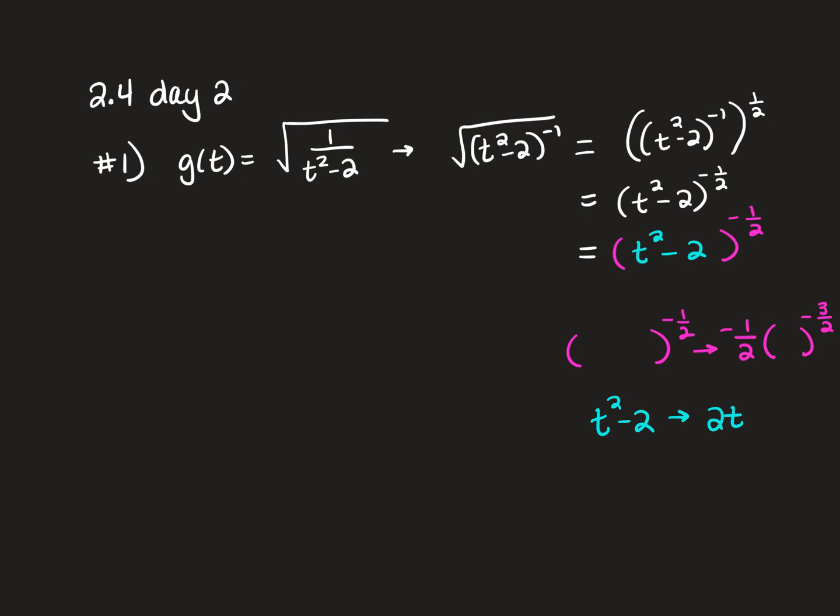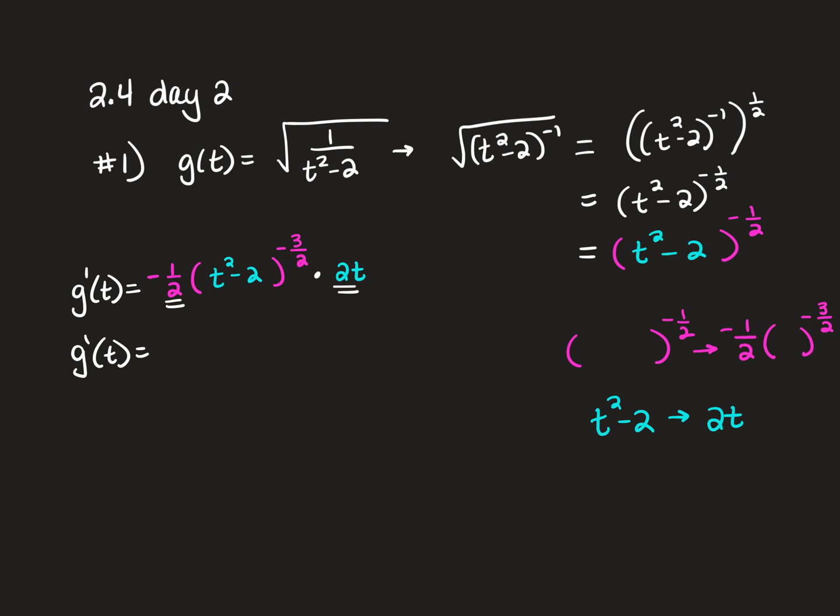So g of t, I'll find the derivative of g of t. We'll take the derivative of the outside function, so negative 1/2 times that thing raised to the negative 3/2 power. Now that thing is t squared minus 2. And then we're going to multiply by the derivative of the inside function, so that's 2t. And then let's clean this up a little bit. This is the hard part, really. The derivative itself I don't think is hard. It's doing the simplifications that can be a little tricky.